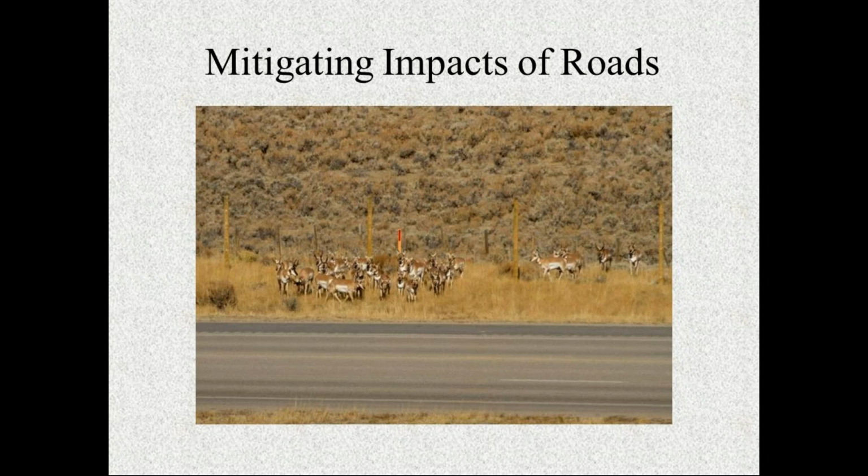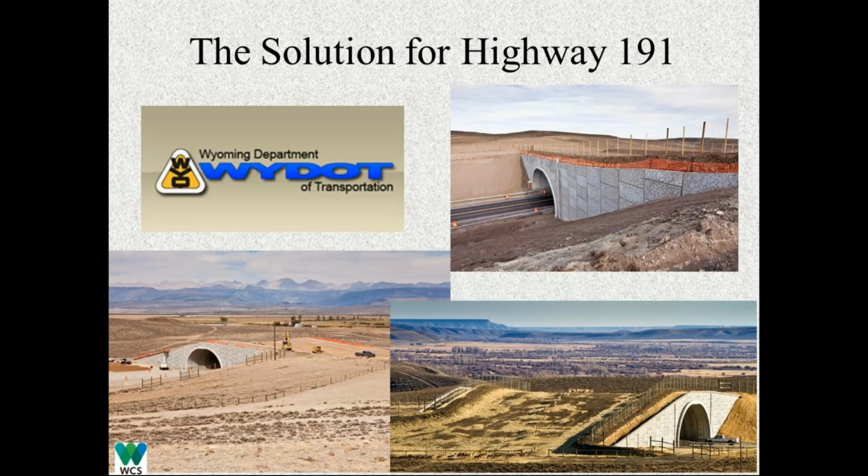And because of the designation of the Path of the Pronghorn and that elevating the focus on this migration corridor, in about 2007 or 8, the Wyoming Department of Transportation began getting data from WCS on pronghorn and other groups on mule deer in order to mitigate this roadway. And in 2010, 11, and 12, they began construction of $9.7 million in crossing structures. So 2 overpass structures and 6 underpass structures for pronghorn and mule deer along a 13-mile stretch of Highway 191.